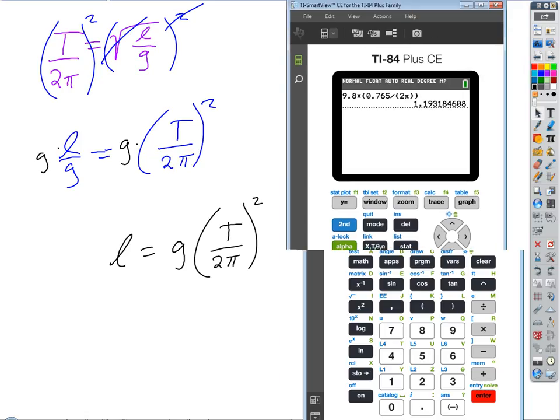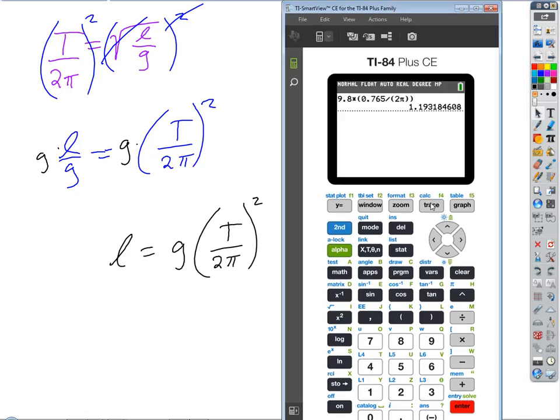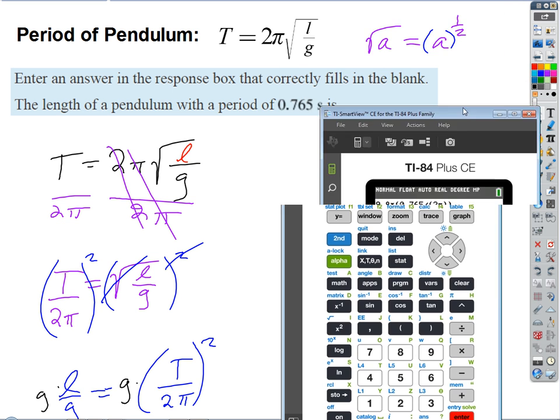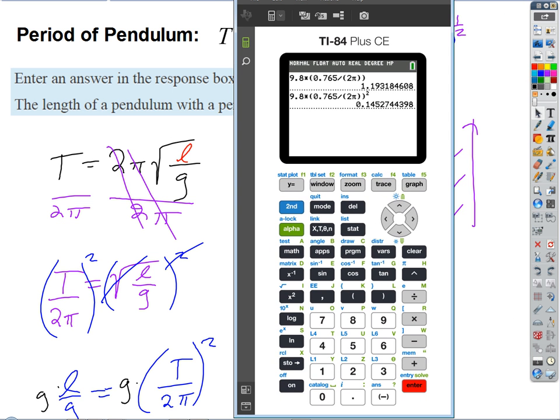Oh, I didn't square it though, did I? You're right. So I've got to go back up here. I forgot to put the square there. Square everything in the parentheses. So now we get 0.15. How many sig figs do we get to keep? I think we get to keep 3, don't we? There's only one measurement.